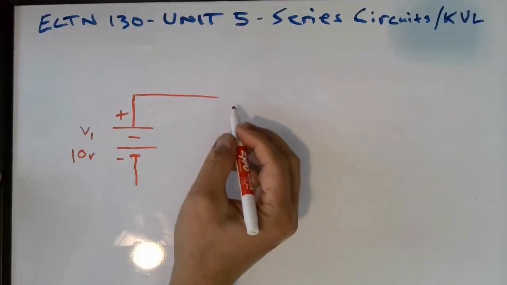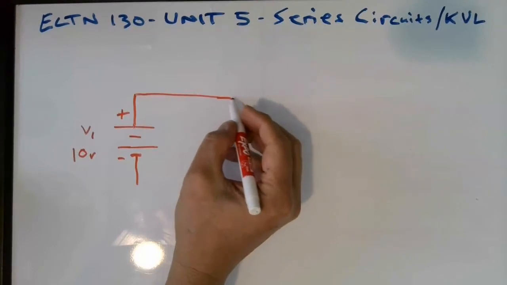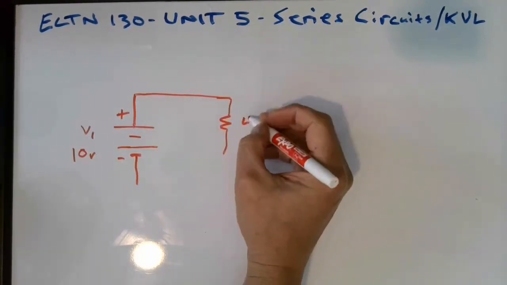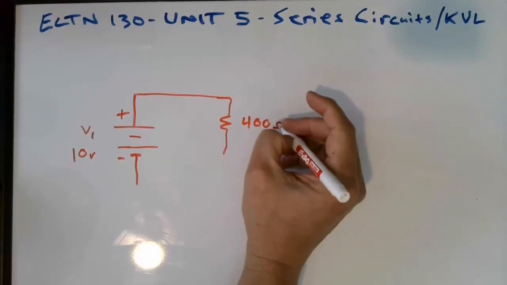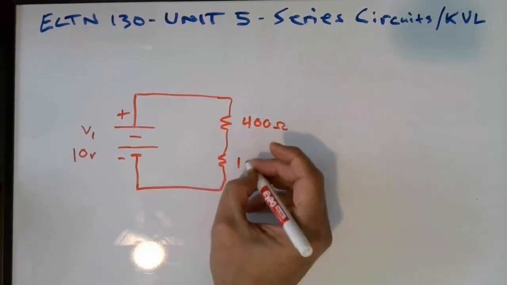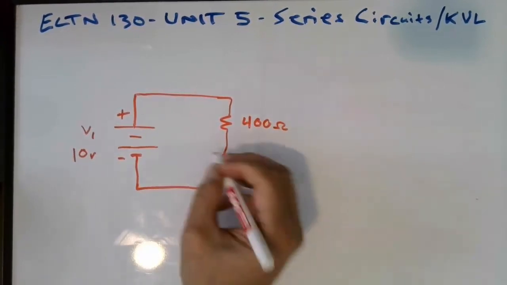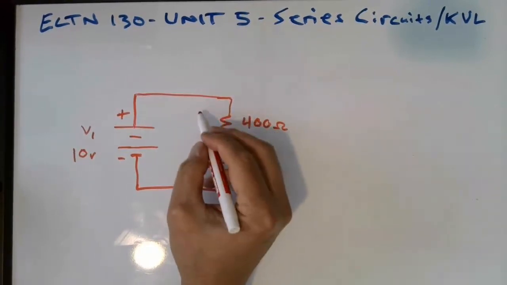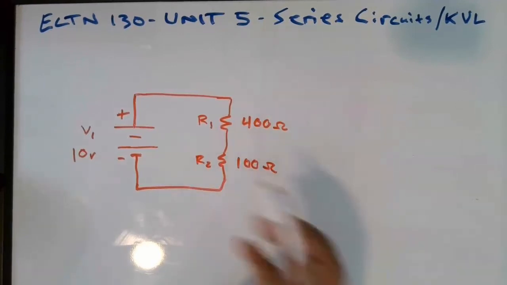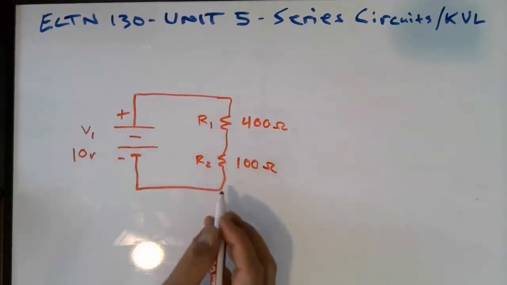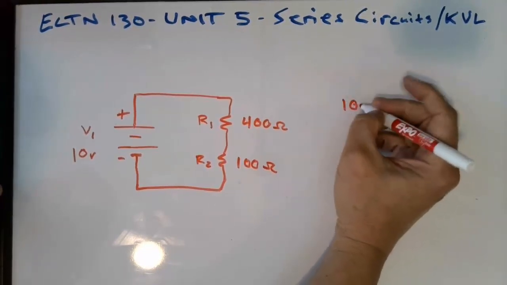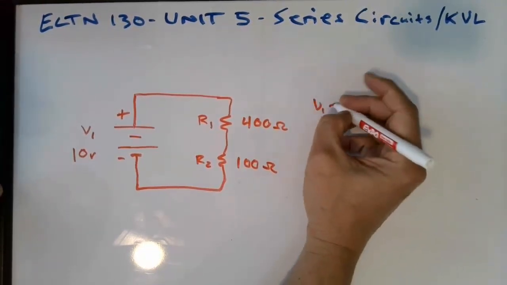Okay, let's take a look at a different circuit here. In this case, I'm going to have some different values. For example, let's say this is a 400 ohm resistor, and this resistor, let's make this 100 ohms. Call this R2, and the one on the top is R1. Okay, so if we calculate the voltage and current values here, we have 10 volts for our voltage source, V1 equals 10 volts.